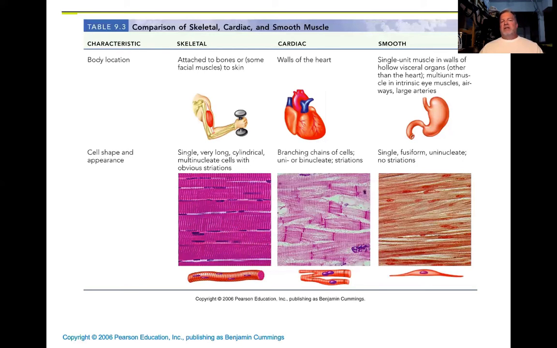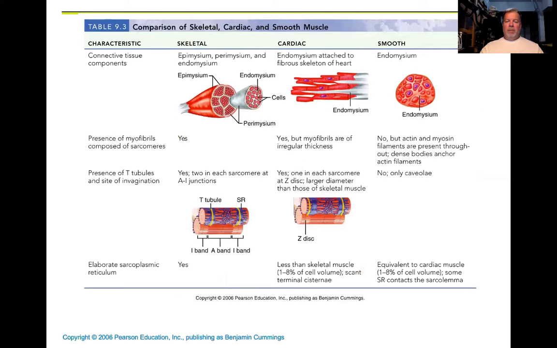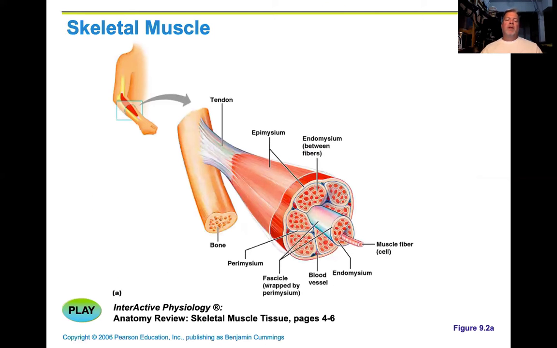Each skeletal muscle is a discrete organ. It's composed of muscle tissue, blood vessels, nerve fibers, and a lot of connective tissue. Let me step up a couple of pages. This is figure 9.2a. We have three connective tissue sheaths that are related to the skeletal muscle. The first one is the endomysium.